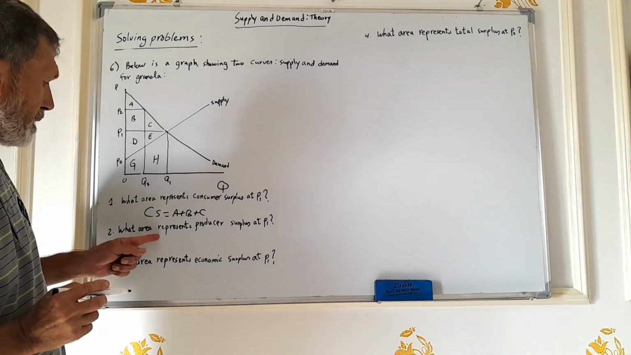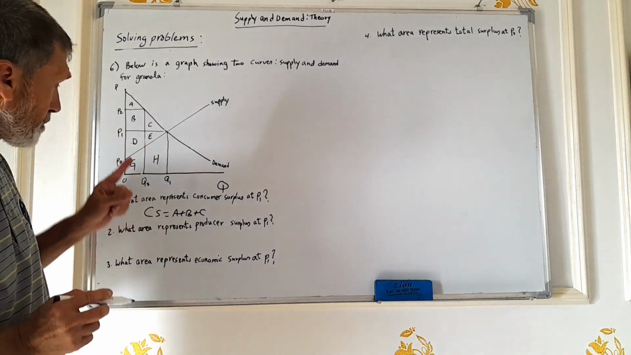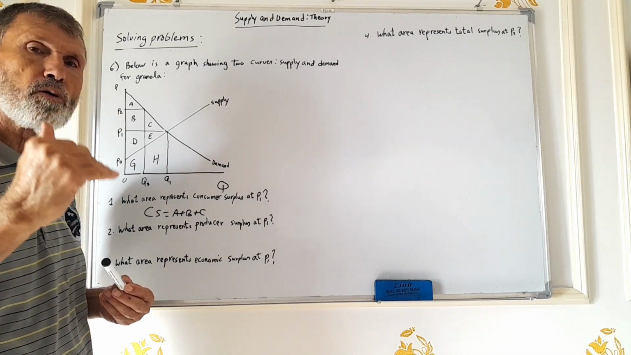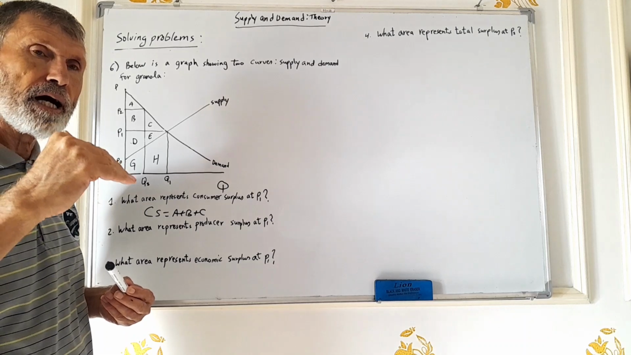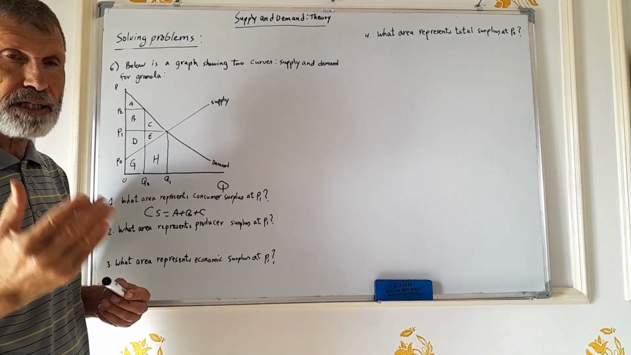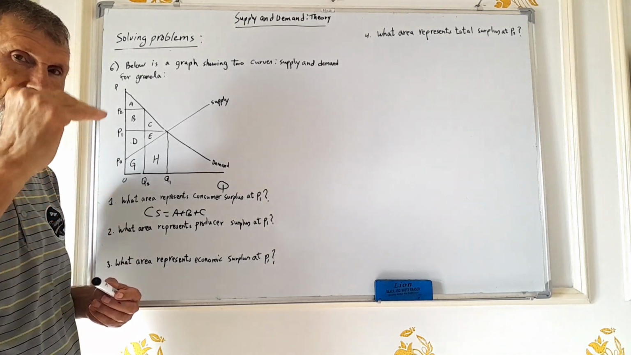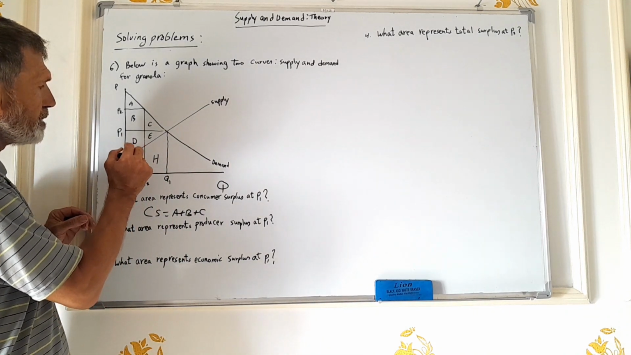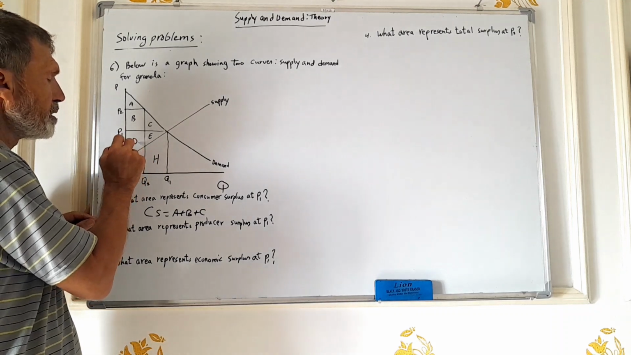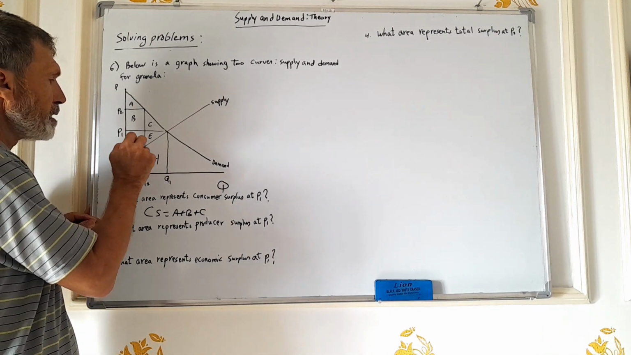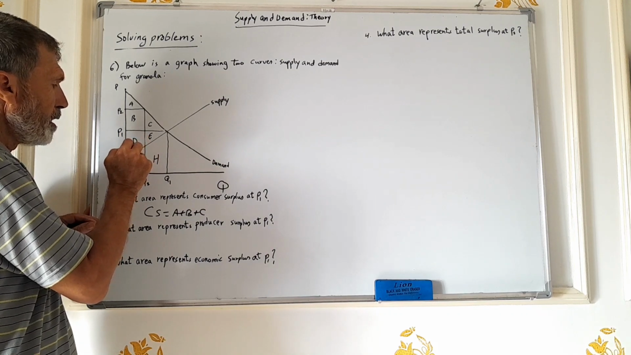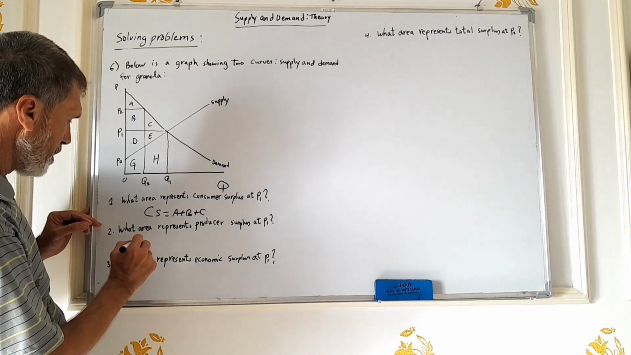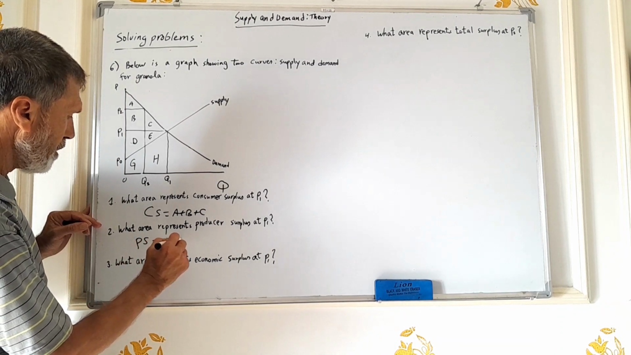Now, what area represents producer surplus at P1? Remember, producer surplus is the area above the supply and below the price. So if the price is P1, we have to look at the area that's above the supply and below that price. So it's going to be D and E. These rectangles and triangles, D and E, are the areas above the supply and below the price. So producer surplus is going to equal D plus E.